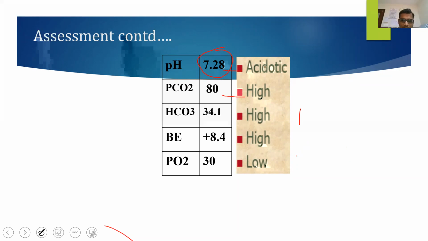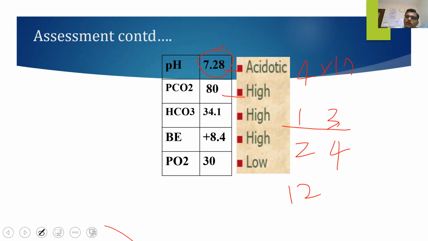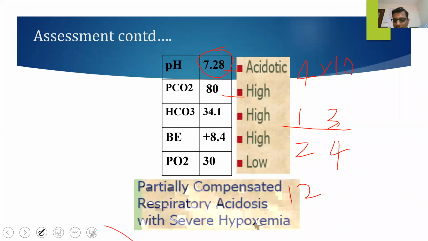So for respiratory acidosis, we remember 1, 2, 3, 4. Imagine it is a chronic scenario. CO2 has moved from 40 to 80, so 4 into 10, that is the change in CO2. For ideal compensation, it would be 4 into 3. That is, the bicarbonate should have increased by 12, or the bicarbonate should have been 24 plus 12, which is 36. Instead of that, it's only 34. So that means it is partially compensated respiratory acidosis with severe hypoxemia.